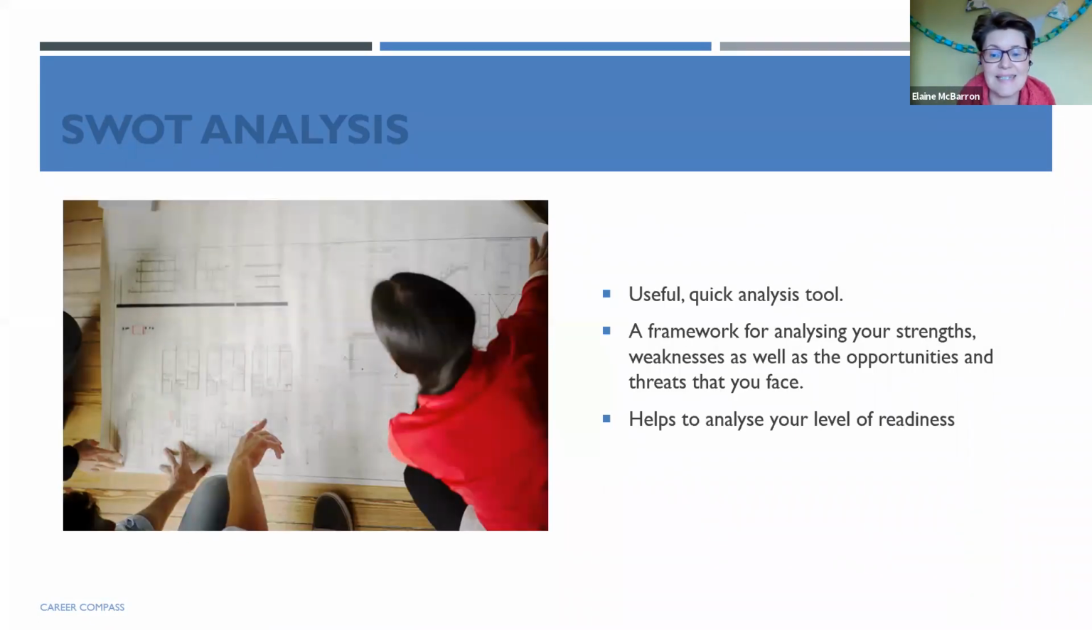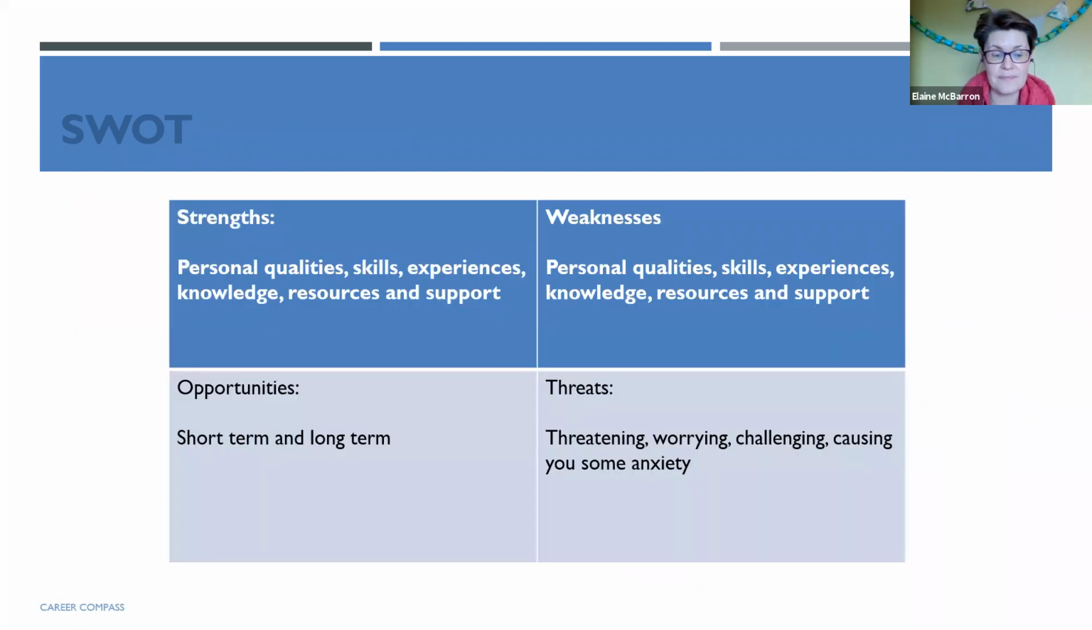So the SWOT analysis is a really quick, useful tool to analyze how we're doing versus a goal that we may have. It also is a way to check how ready we are to make a change or to make a move. And it looks at four areas: strengths, weaknesses, opportunities, and threats. So the strengths are all in relation to these things, which are personal qualities, skills, experiences, resources, and support. Weaknesses are in those same categories as well. Opportunities can be both short and long term.